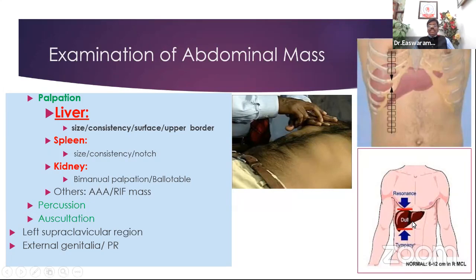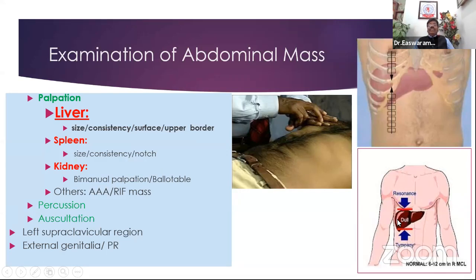So how will you see? This is the way you describe it. You start percussing from below upwards. From the tympanic note, you go on and you will feel an area of dullness. You already palpated the lower margin, so that is the lower border of the liver. Then you percuss from above downwards in the intercostal space, from resonance to dullness, and you see the width.